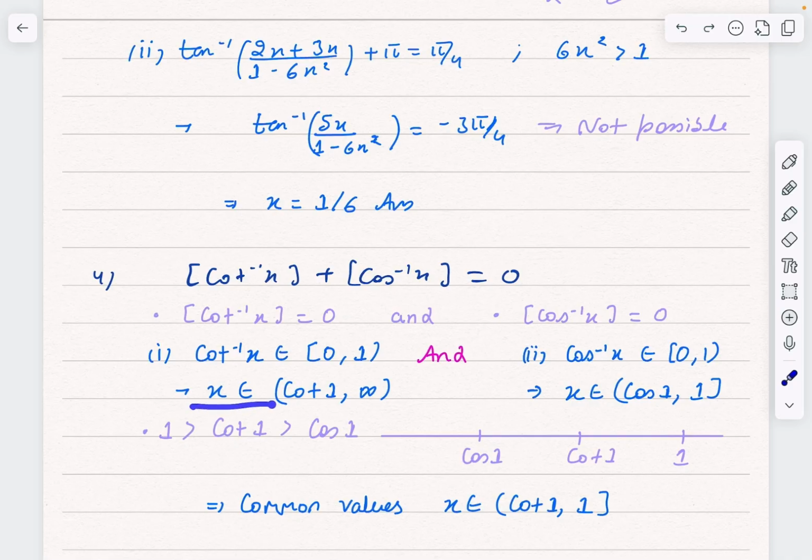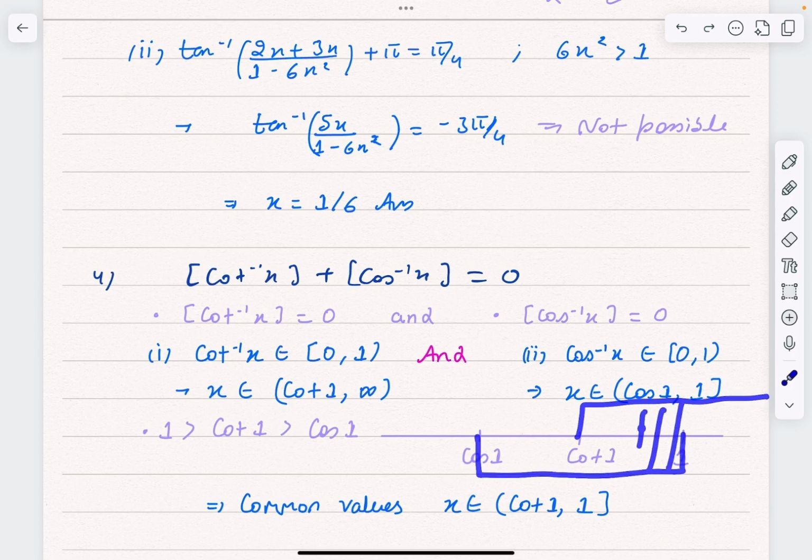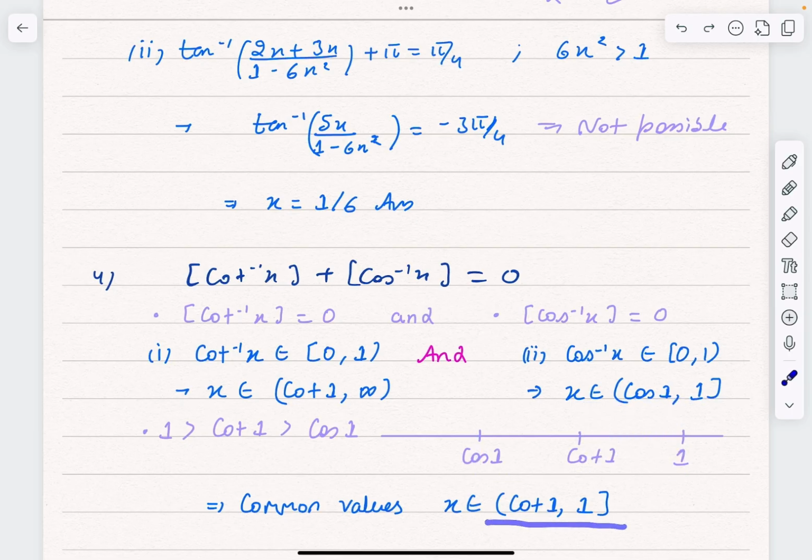And the first thing says cot 1 to infinity. So it will be this to this. Second is cos 1 to 1. The common values will be cot 1 to 1. The final answer here is open cot 1 to closed 1. I hope it is clear, guys. Next problem.